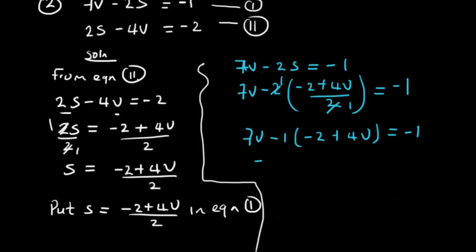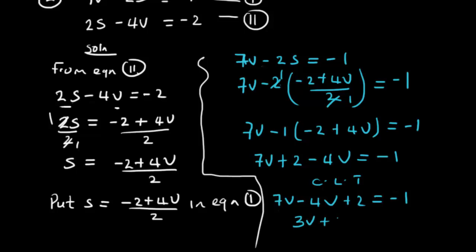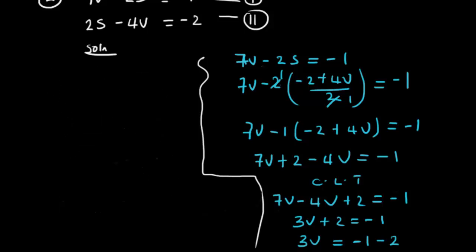Let's open this bracket. We'll be having 7v minus 1 times minus 2. Minus times minus will give us plus 2. Minus 1 times plus 4v, we'll be having minus 4v equals minus 1. Let's collect like terms. So we have 7v minus 4v plus 2 equals minus 1. 7v minus 4v will give me 3v plus 2 equals minus 1. Plus 2 goes to meet minus 1, so I'll be having 3v equals minus 1 minus 2. Plus changes to minus. So 3v equals minus 1 minus 2, which is minus 3.